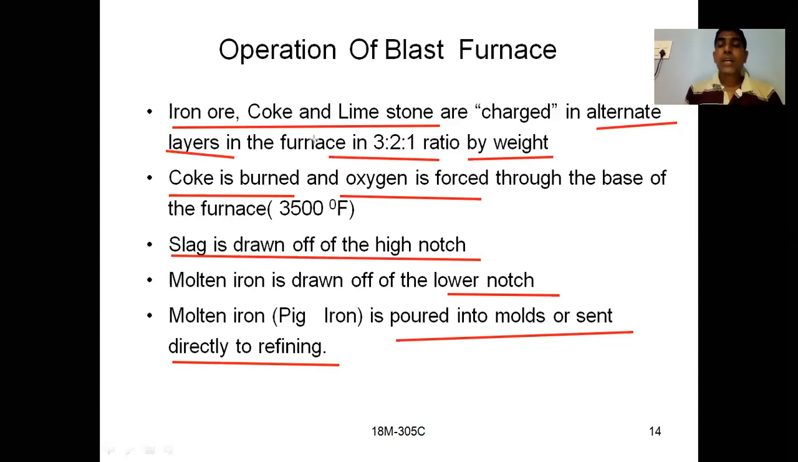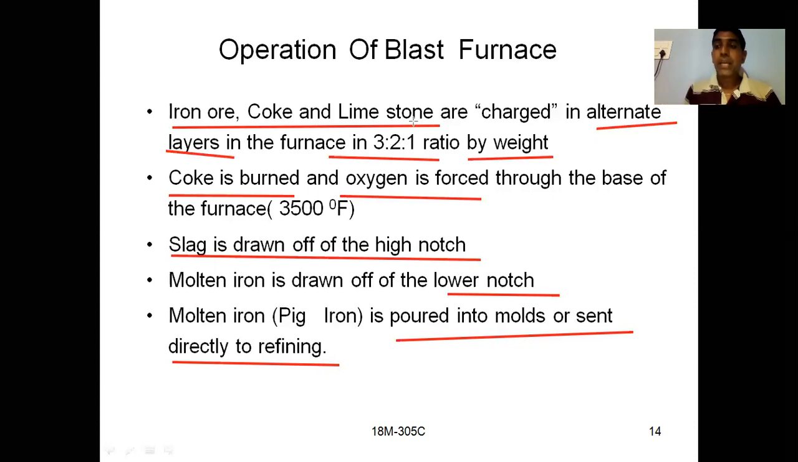So here, what is the operation? How will the operation be? If you take the charge, that is iron ore, coke and limestone, it is laid into the blast furnace in layers in the ratio 3:2:1 by weight. And later we send hot air blast from the tuyeres, which are at the bottom portion of the blast furnace. Because of that, the coke will start burning, and you will get pig iron in the molten state, and slag that settles in the hearth portion.